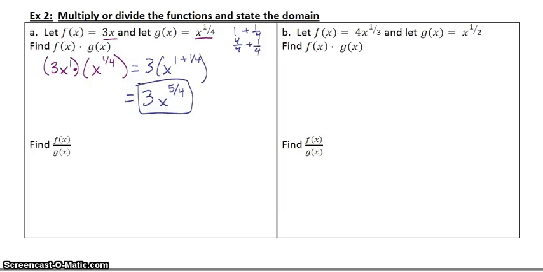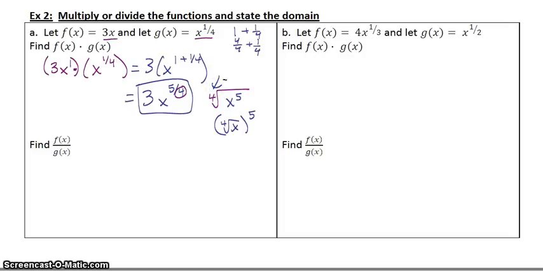Now we got to talk about the domain. So here is where your knowledge of changing from a fractional exponent to a radical is going to come into play. Just a quick remembrance, the bottom number is the root number. The top number is the power, and you could write it like this, or I could write it like this. But either way, you can see we have an even root.